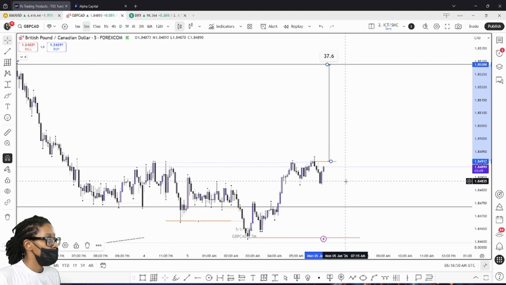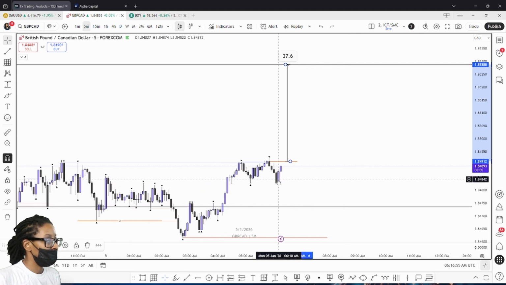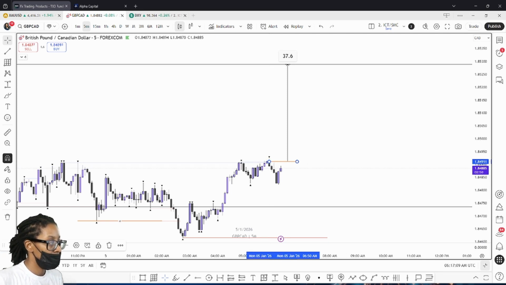Yeah. So if we can close above here, then this can be our transient steady delivery. Matter of fact, it's moving so fast, I might, what is this? This is 184911. So what I'm going to do is I'm going to just put a buy stop.